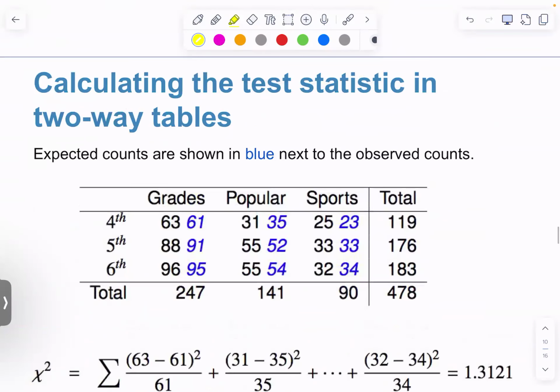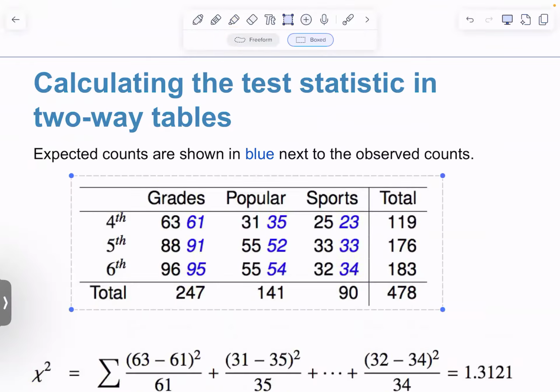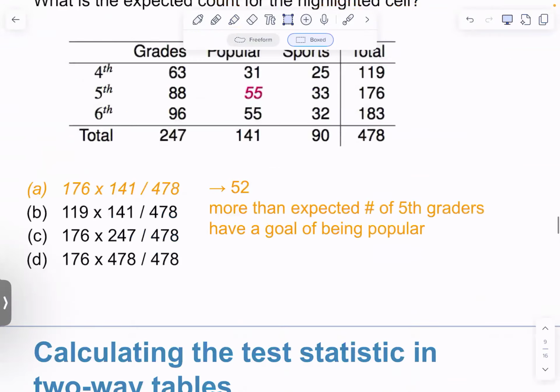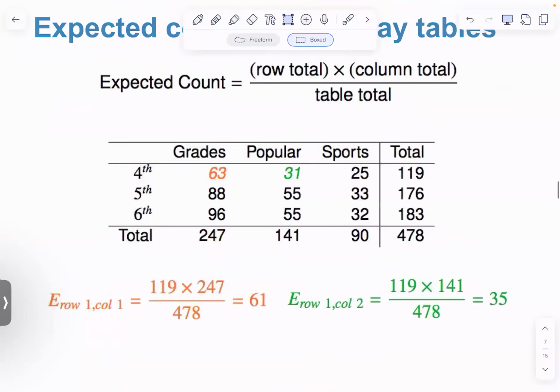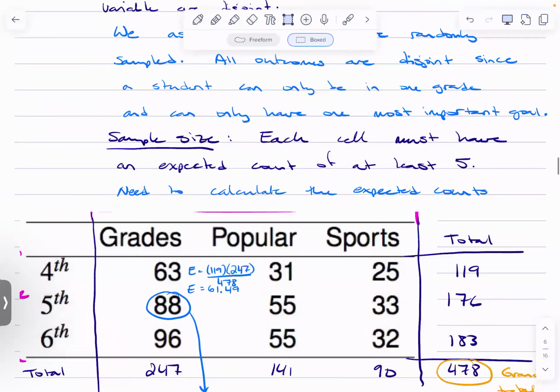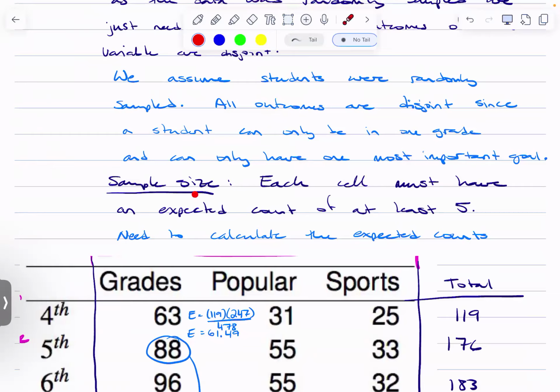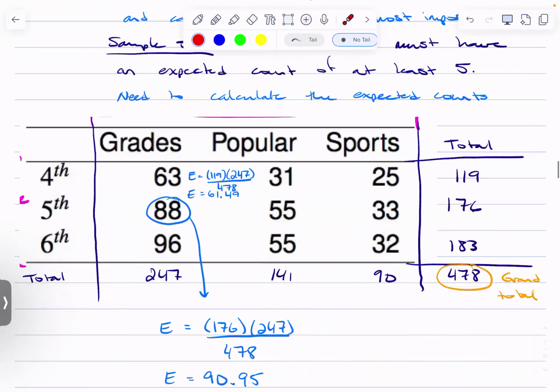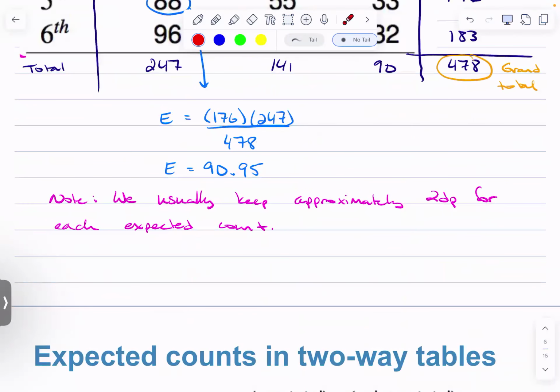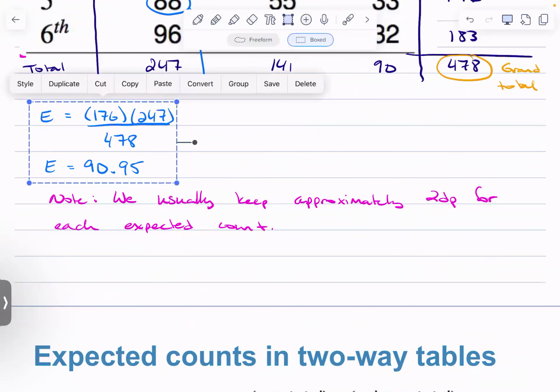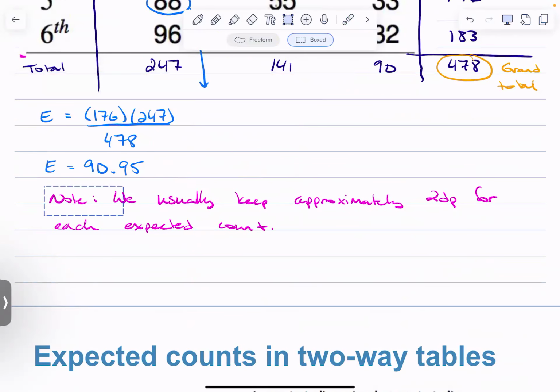Finally, here are all the expected counts. And so what I'm going to do, and we'll come back here right away, but just for completeness, to finish this condition, we need to calculate the expected counts. I'm going to paste it in here. And let's see if I can give myself a little bit more room.